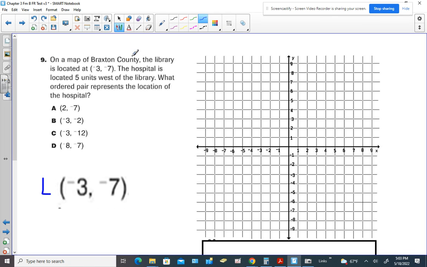We're looking at number 9. On a map of Braxton County, the library is located at -3, -7. The hospital is located 5 units west of the library. What ordered pair represents the location of the hospital?